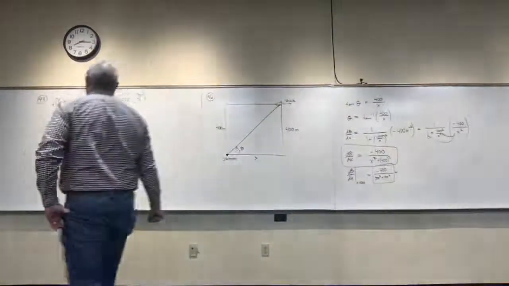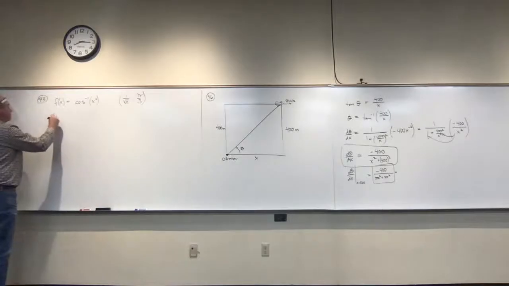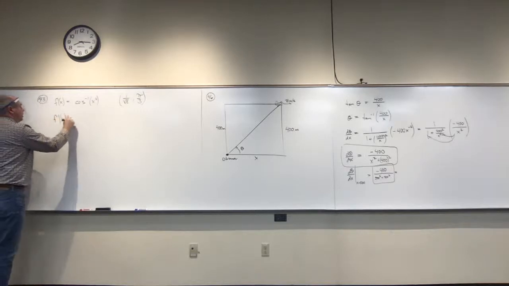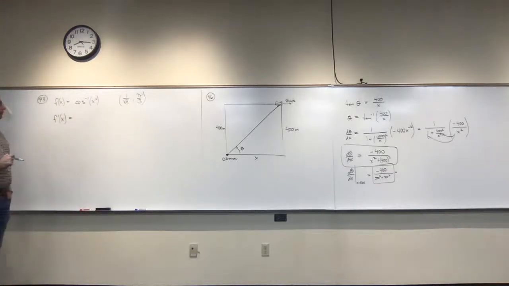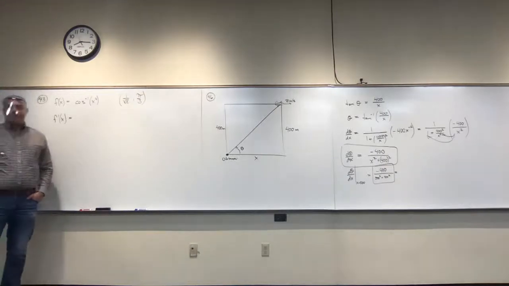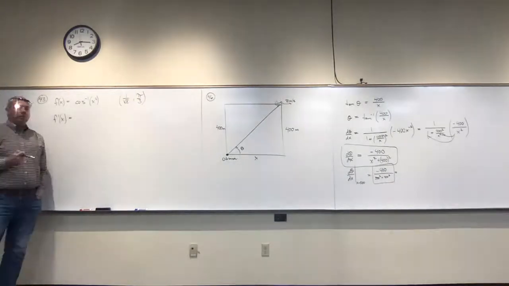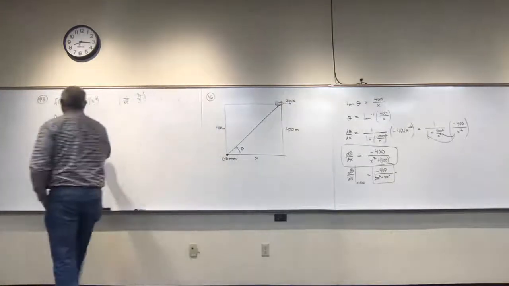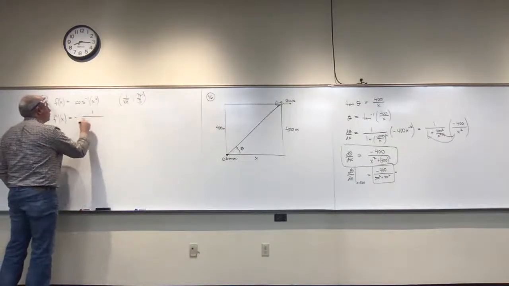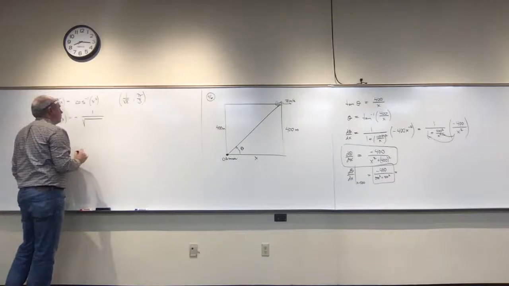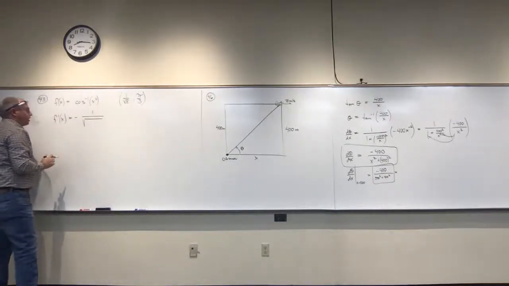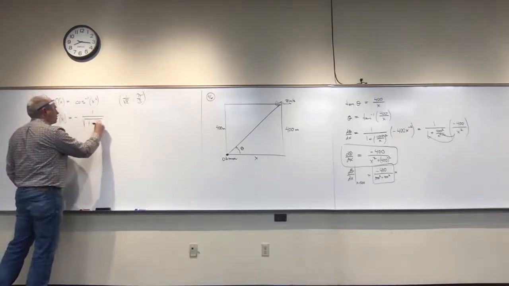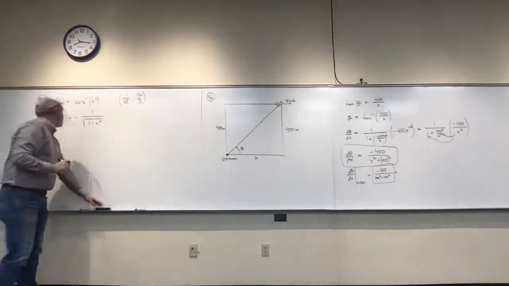So we need the derivative. And so we need to remember what is the derivative of cosine inverse of something. It's negative 1 over the square root of 1 minus x squared. But now, not quite, right?